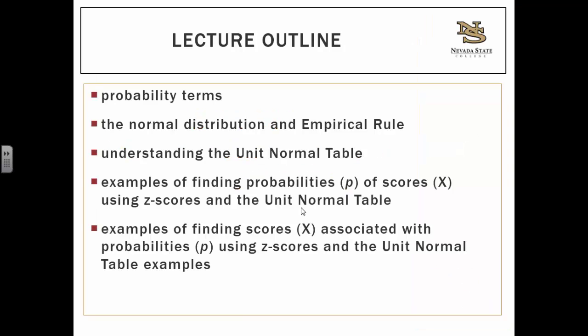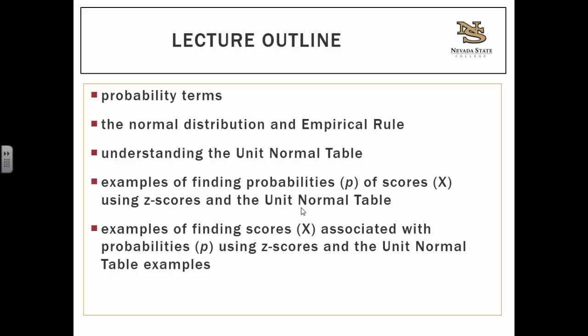So I'm going to start off with a general review of some probability terms, and you've seen these terms before, just kind of a refresher. Then I'm really going to talk about the normal distribution and the empirical rule. This should also be a refresher. We've learned about the empirical rule. Remember, it's just those predictable probabilities of any set of scores based on the mean and the standard deviation, really based on the z-score. So we'll talk about that again just as a review.